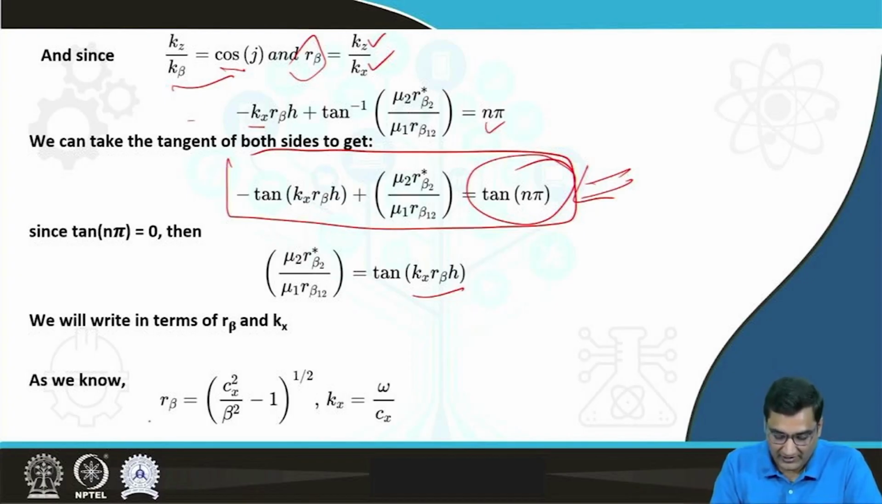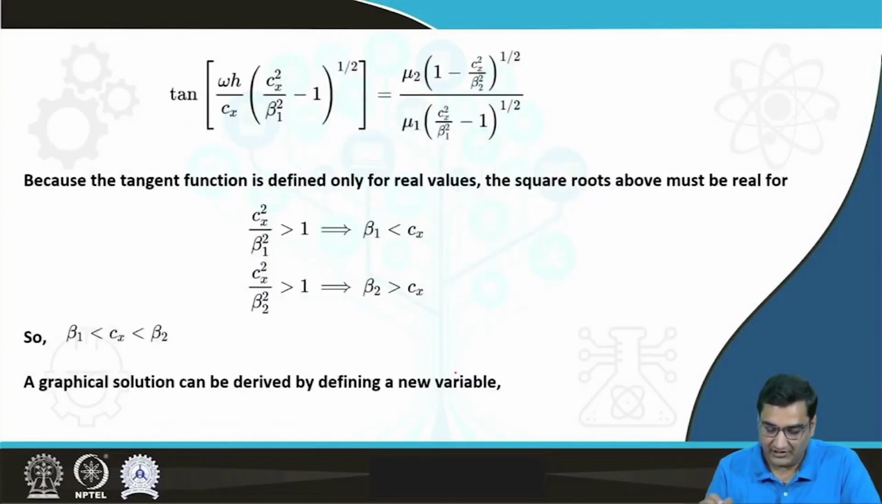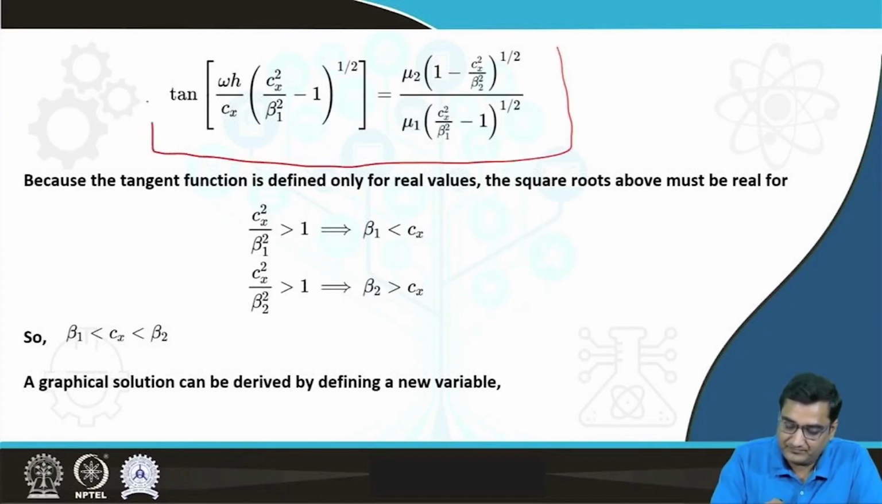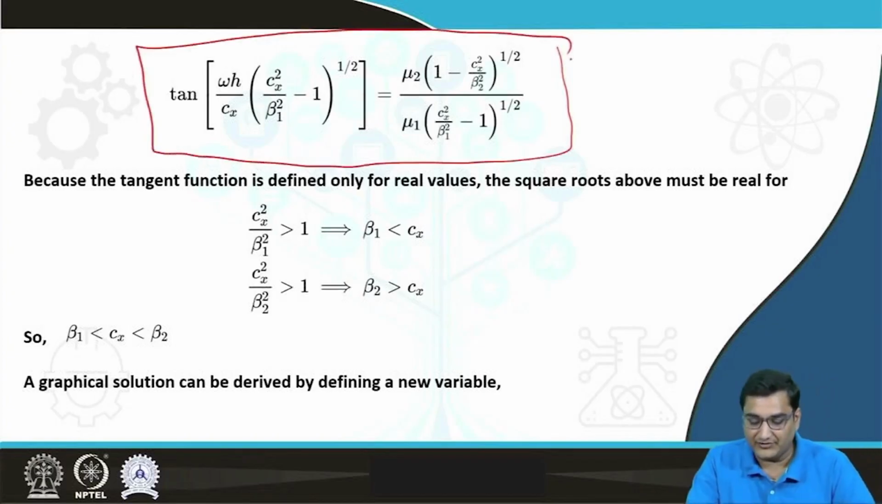You know that r beta can be rewritten as the square root of cx square by beta square minus 1, and kx can be written as omega by cx. Now when we incorporate that, you can get this particular equation. If you look at this equation, this is basically a transcendental equation, which means that it cannot be solved algebraically, but you can solve it graphically.